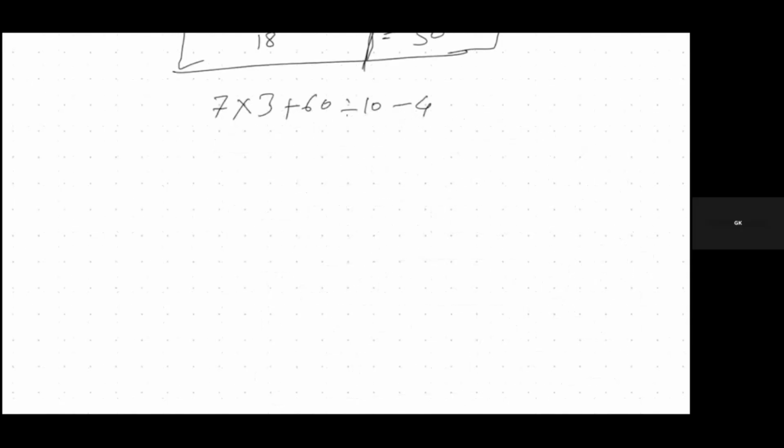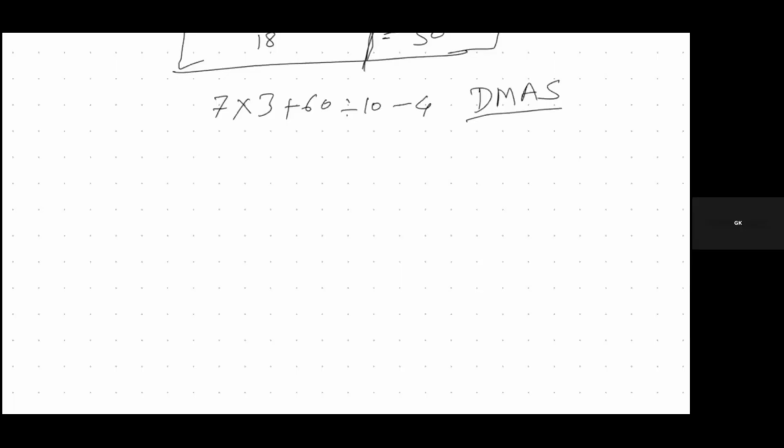We will take another expression where you can see there are four operations to be carried out: multiplication, addition, division, and subtraction. In order, first comes division, then multiplication, then addition, then subtraction. That is the order in which we have to solve a particular expression. So the first thing we have to do is solve the part which has the division sign.